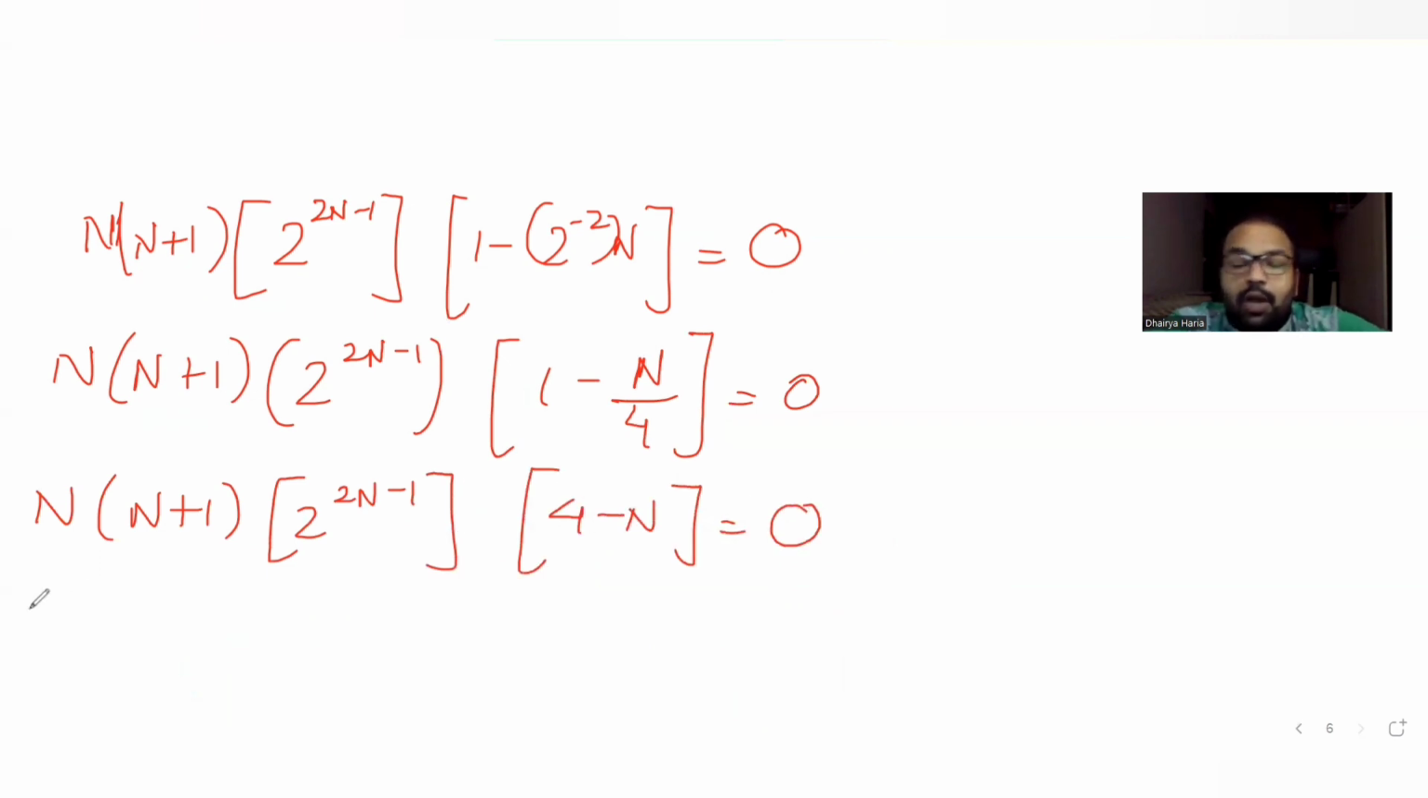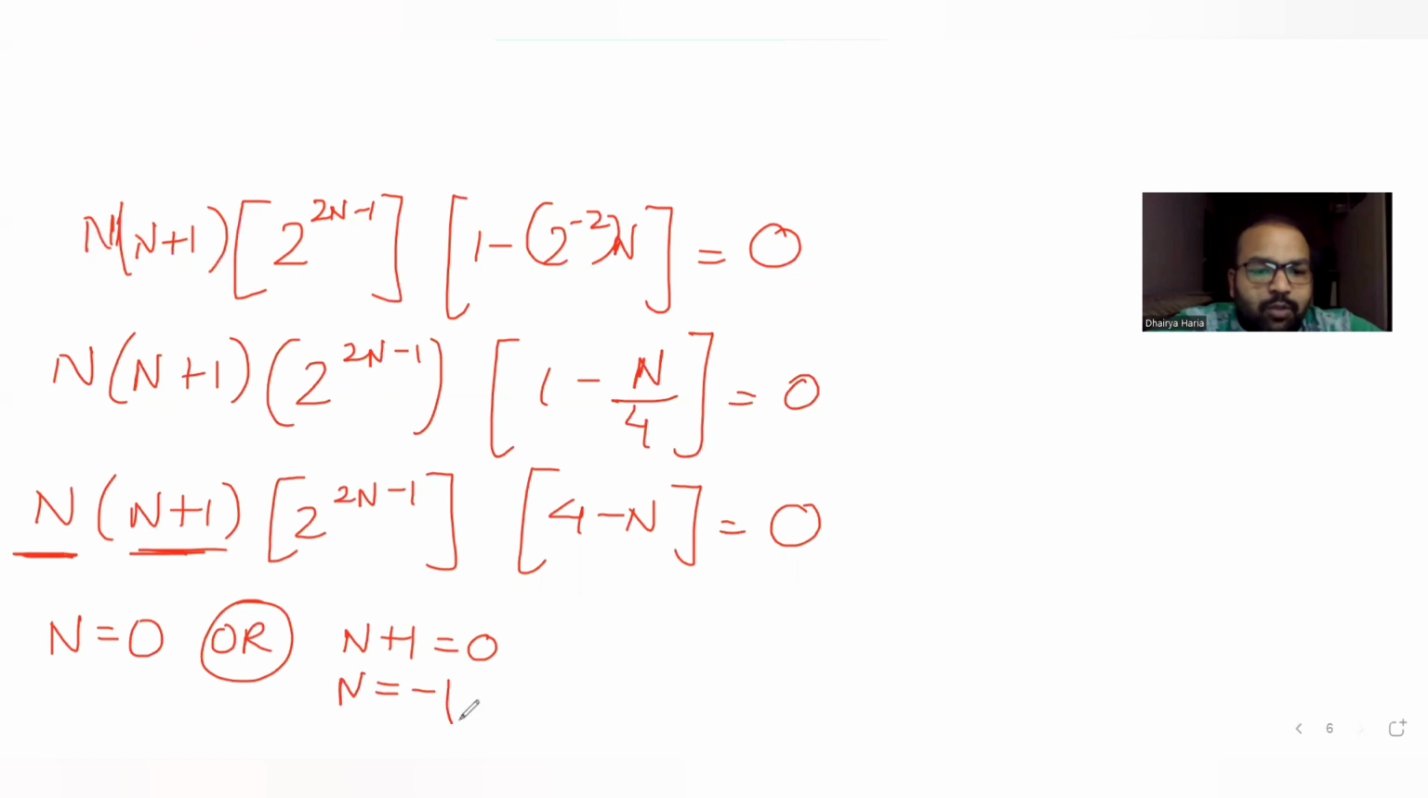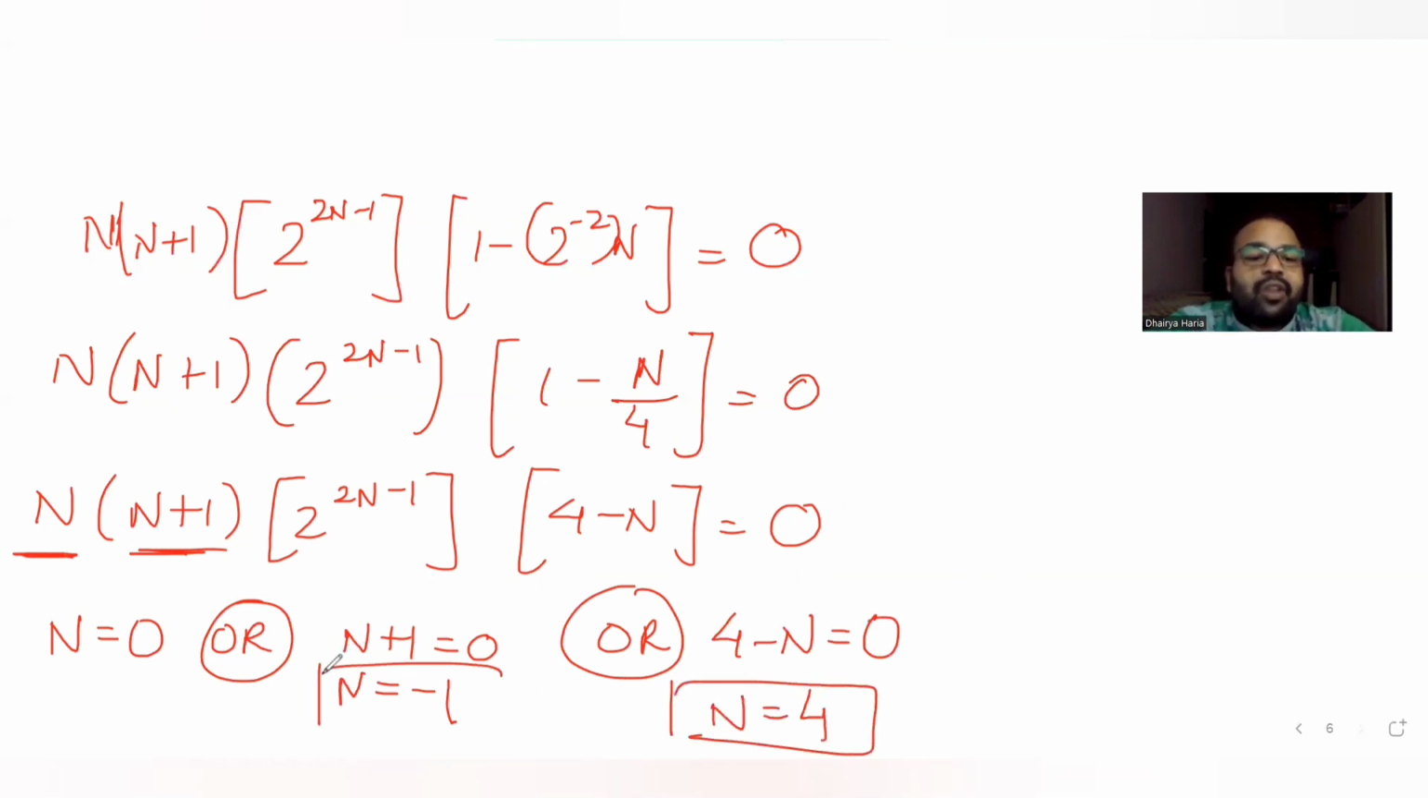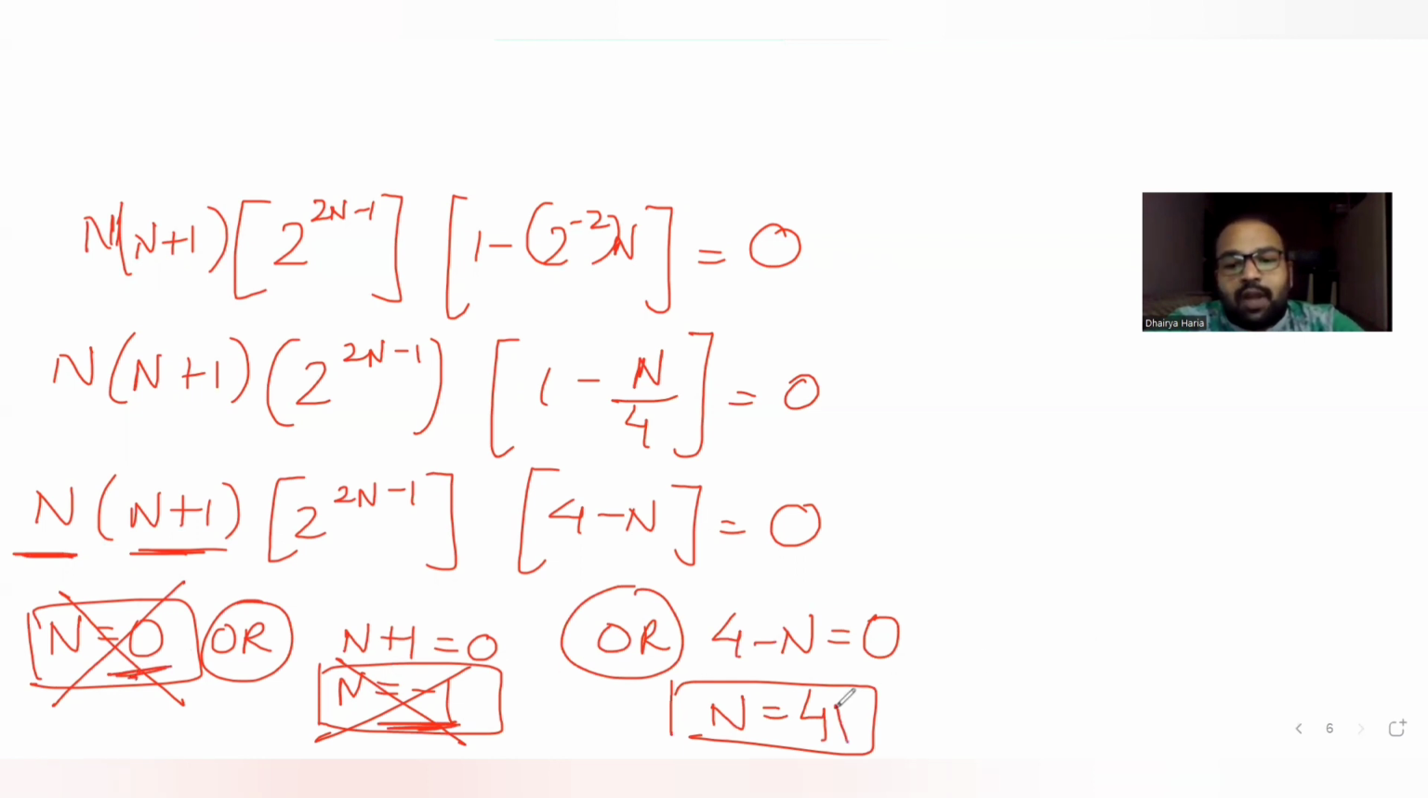is equal to 0. Now here, n can be equal to 0, or n plus 1 equals to 0, which gives me n as minus 1. I can have 2 raised to something never equals to 0. So the only expression left out here is 4 minus n equals to 0. If I solve this, I get n as 4, right? So I have 3 answers for n, but they have said that this is only true for some positive integer n. And when I have some positive integer as the value of n, I cannot have a negative value as well as 0. So the only possible value is 4.